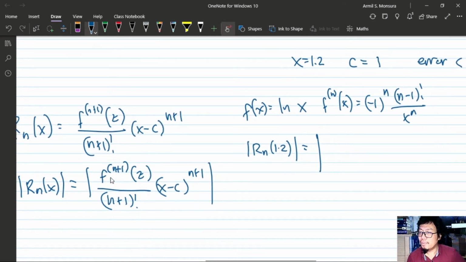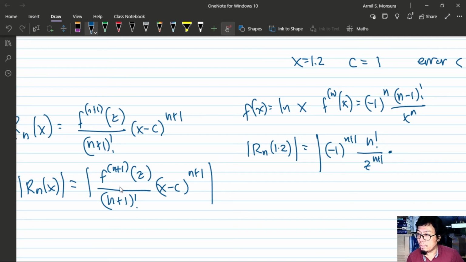This one is the n plus 1 derivative of f at z. Which means we will get the next derivative after this one, and we just have to replace n with n plus 1. So this becomes simply negative 1 raised to n plus 1, and n here is n plus 1 minus 1, so that becomes n factorial over z. Here, we simply make x to be z. So this is z raised to n plus 1.